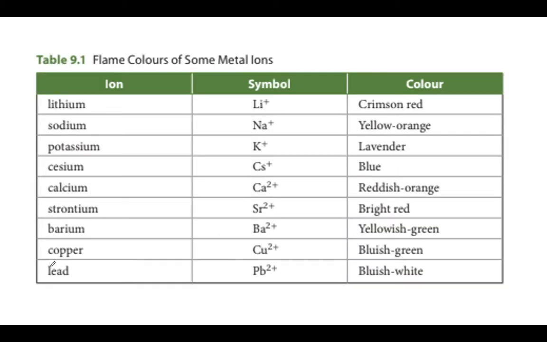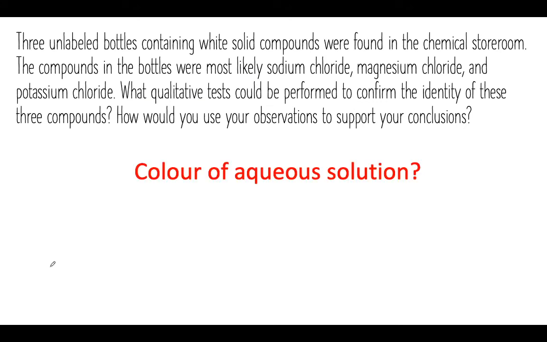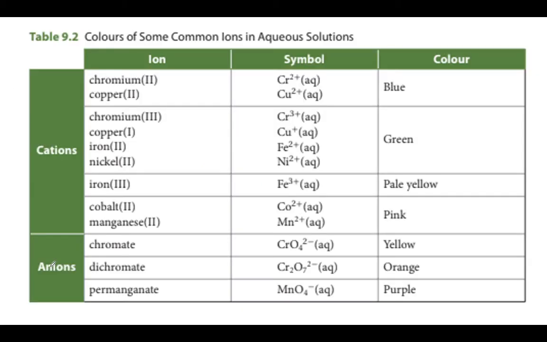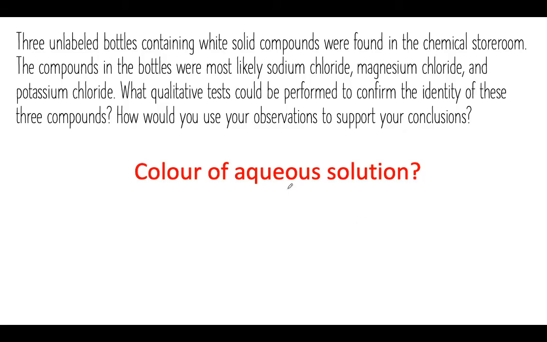So using the flame test, I can in fact confirm which is going to be which of these compounds. Okay, let's take a look at how we would use the second qualitative analysis to try and figure out this particular problem. So I've got NaCl, MgCl2, KCl. Let's take a look at our chart to see if any of these form colors in aqueous solutions. And I don't see sodium, magnesium, or potassium anywhere on this chart, which tells me that I cannot confirm using this particular test which one is in which bottle, right? So I can use the flame test, but I can't use this particular test.